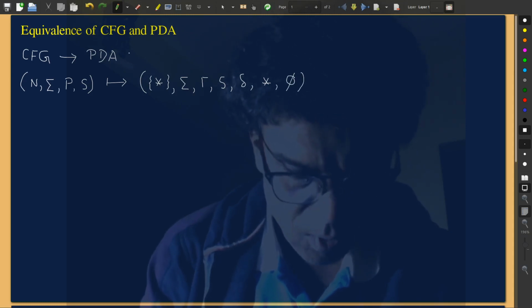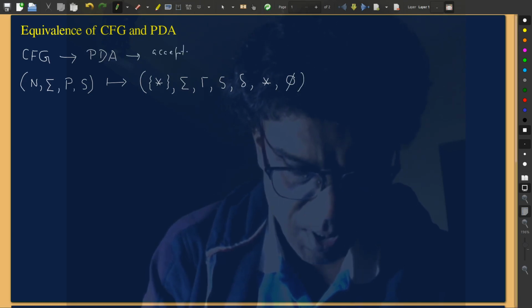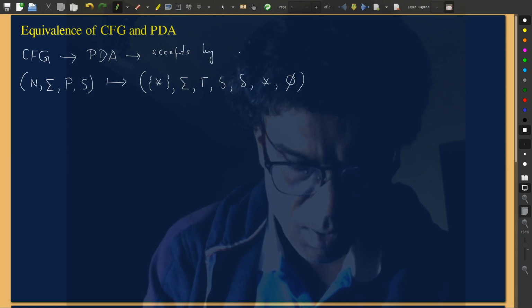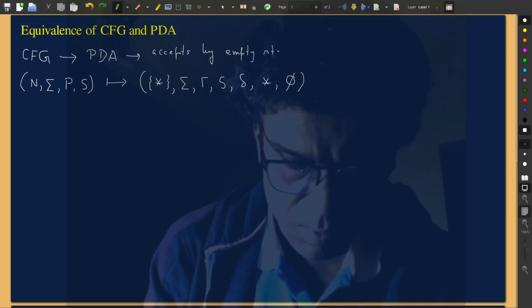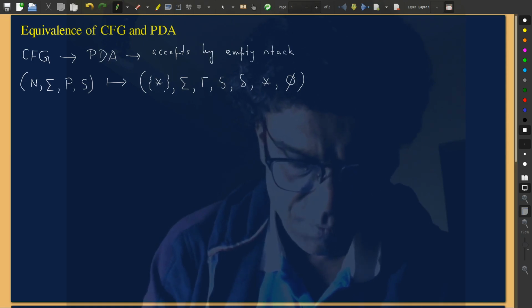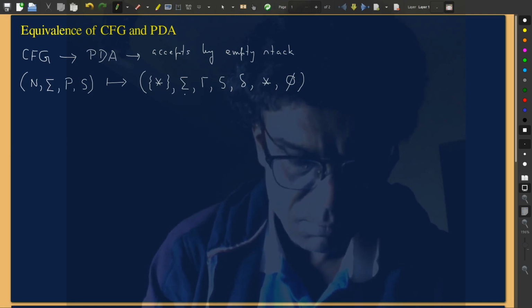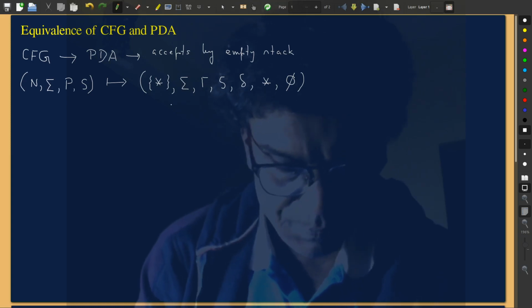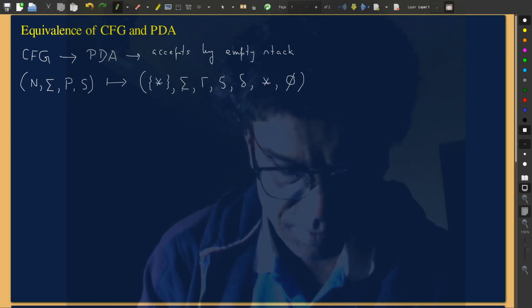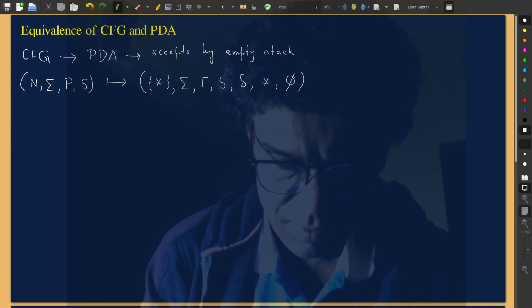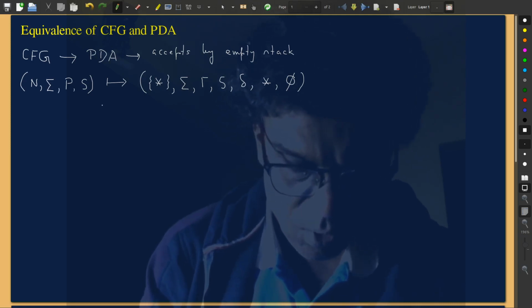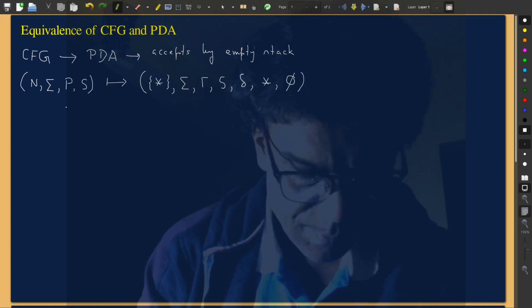So this PDA accepts by empty stack. So I do not need to have a final state, and of course if I have only one state, making it final is maybe not a good idea. Okay. So this is defined, these are defined. So I have to define this gamma and delta.